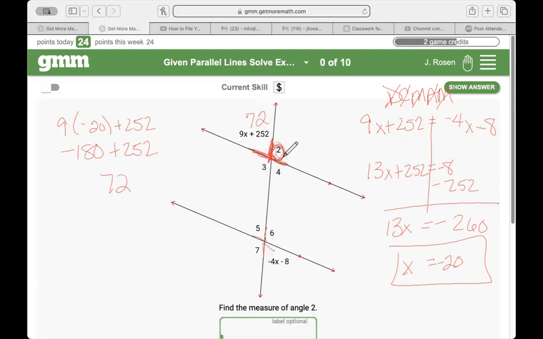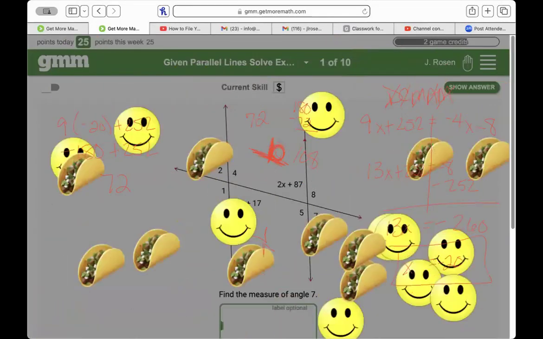We want to find angle 2. So again, these are supplementary, which means they equal 180. So we're going to do 180 minus 72, and that's going to get us our answer. 180 minus 72 equals 108. So our answer finally is 108. So it's quite a bit of steps, but it's not steps that we haven't already done, and you have to think through the process. I'm going to do one more, and then you'll be able to try them on your own.